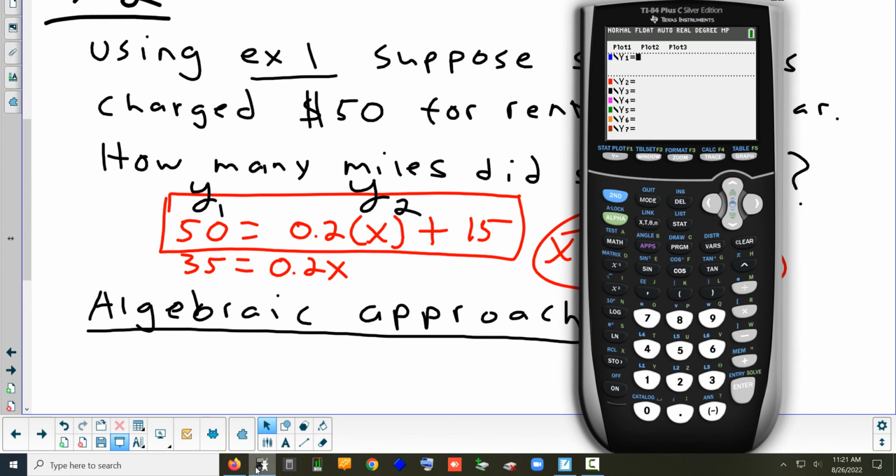So we're going to put 50 in y1. I'm going to press down. And we're going to put 0.2. Remember, the X button is right below mode. It's in the second column, second button down. 0.2x plus 15. Now, remember, the standard window on the calculator is negative 10 to 10 on the x and the y-axis.